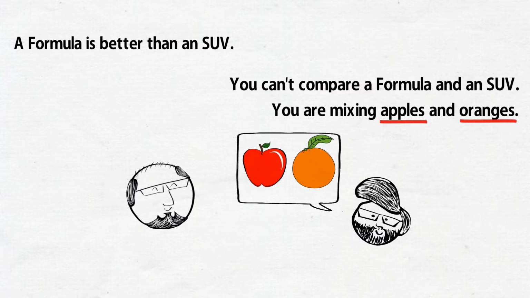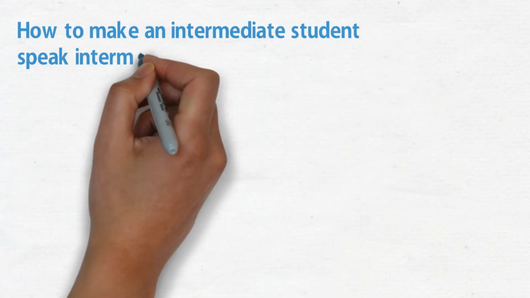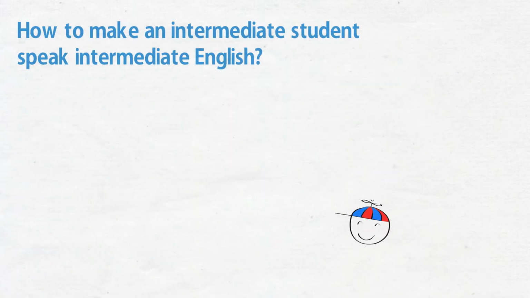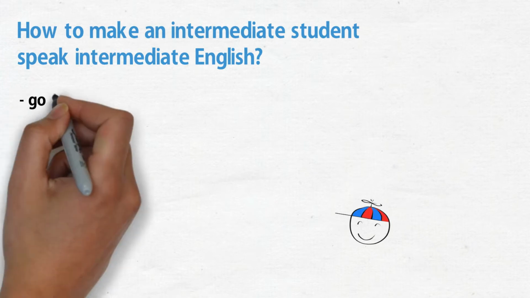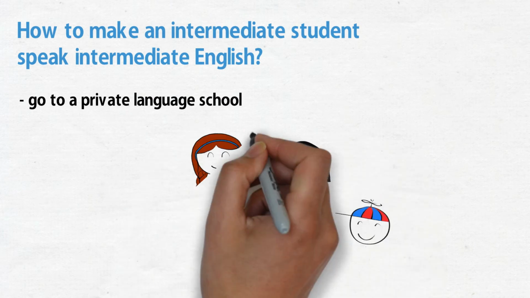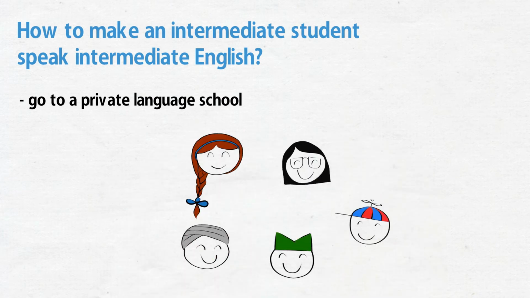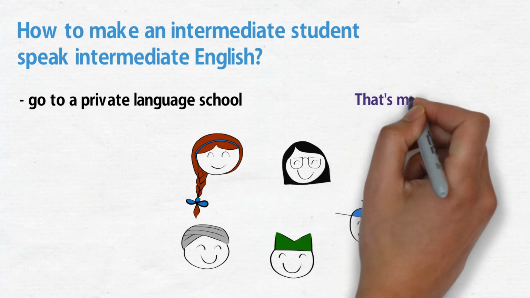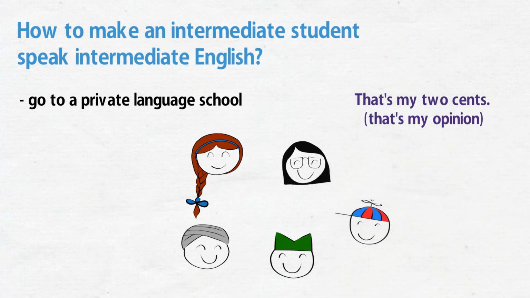Okay, and the third question is, how do you make an intermediate student speak intermediate English? Well, the best way to do that, at least according to me, is to go to a private language school, become a part of a group of intermediate learners, and together with other students, tackle the intermediate level vocabulary and intermediate level grammar. That's my 2 cents.